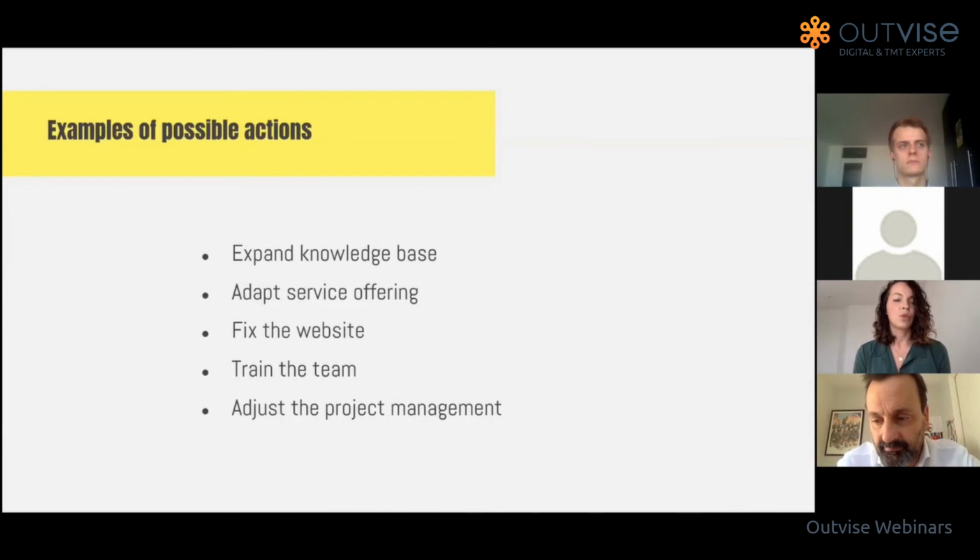You can also understand that you need to adjust the project management, so that some processes are probably not smooth enough, or there are some misunderstandings in the background, and through this, customers are not getting the best service and the best support they could. So there are different areas of possible actions. It's not everything focused on your product and your website. You have to think quite broadly about the actions which are possible to take after you get the valuable data. All right.